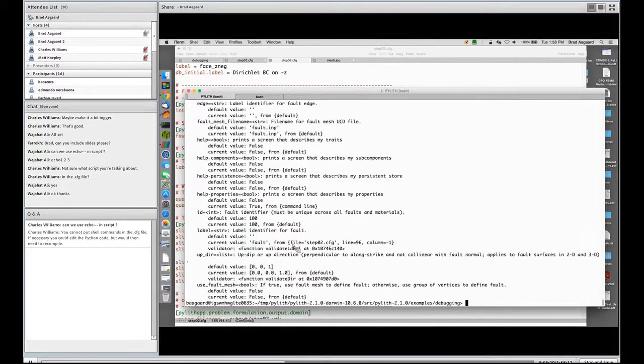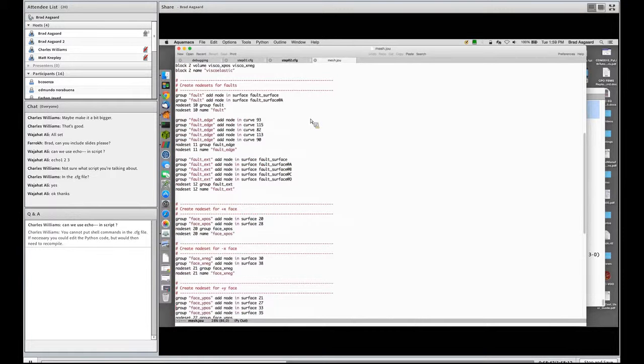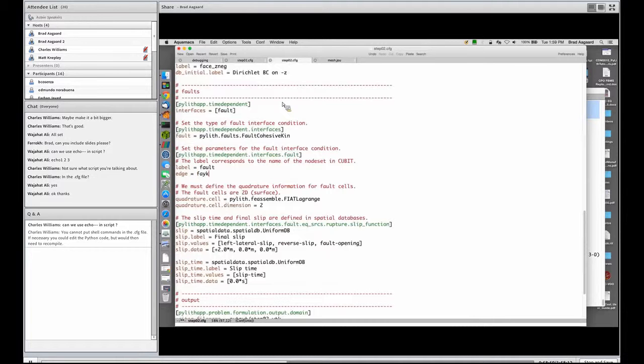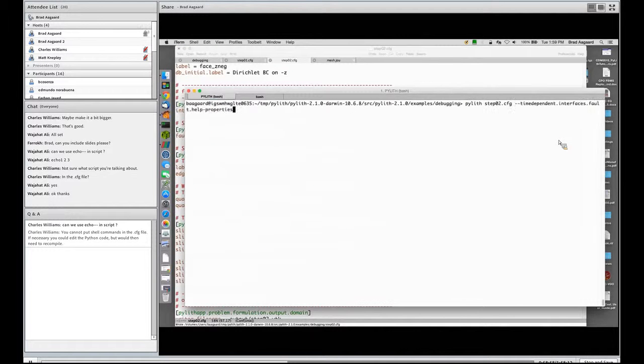So there's my up direction. There's my label ID and its edge. So edge is currently the label identifier for the fault edge. Default value is 0, current value is 0. So what I want to do is say edge is equal to, I don't remember the name of the node set. So let's go back to our journal file here. And the name of the fault edge is fault edge. So let's give it edge equals fault edge. And let's rerun it again.